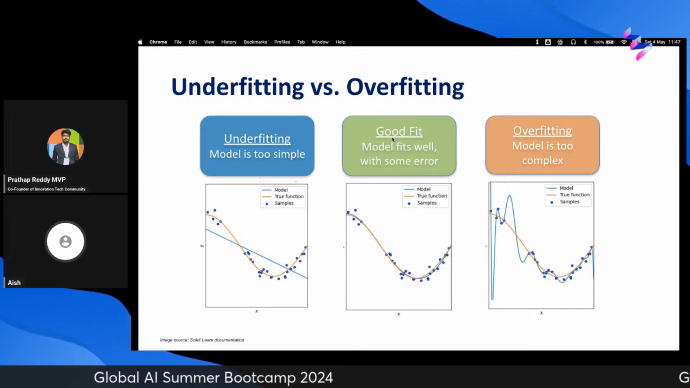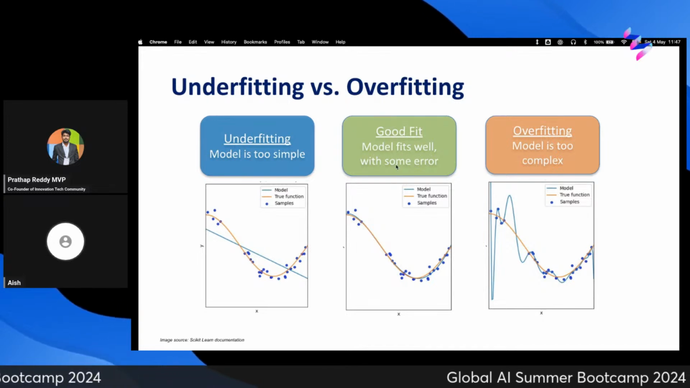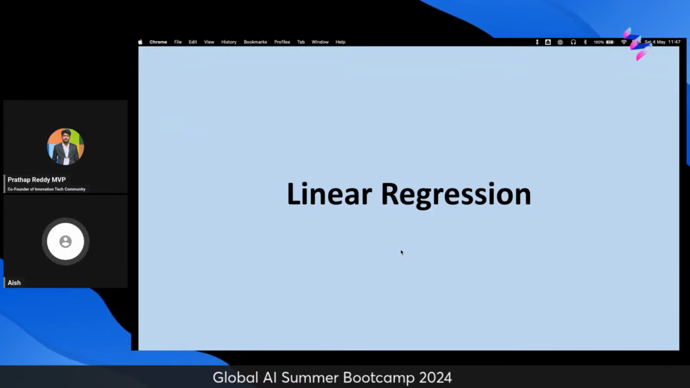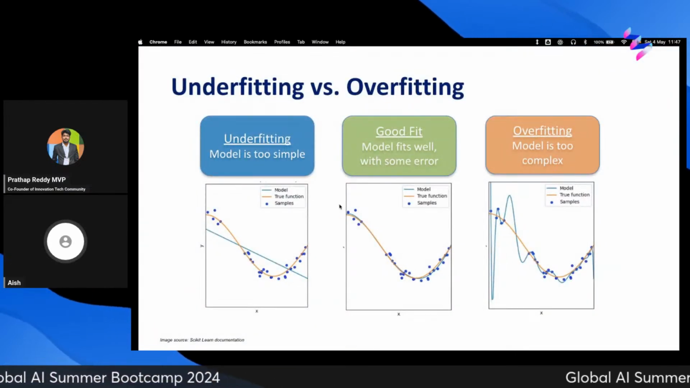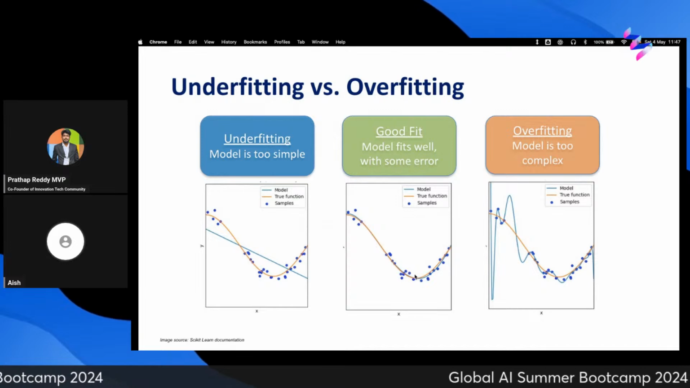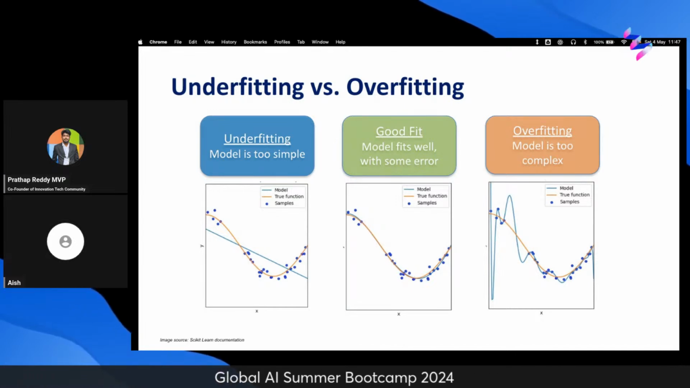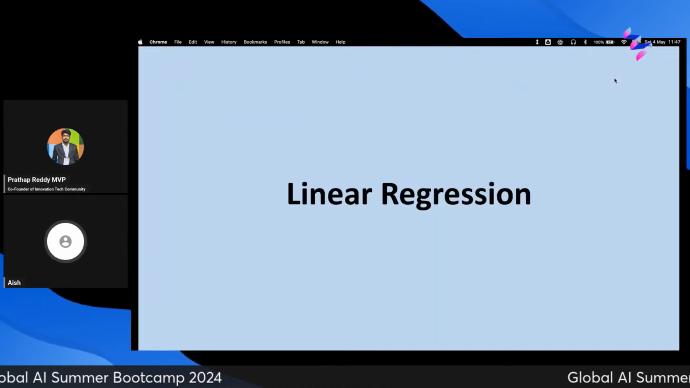Whereas if you take a look at this good fit, you will see that the model fits well, but there is only some error. This line nearly coincides with all my true functions with only small variations in it. So this is underfitting, overfitting, and good fit. Okay, so I think we just have 5 minutes, so I'm just going to make it a little bit quick.